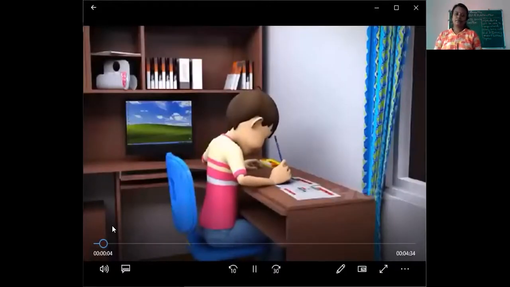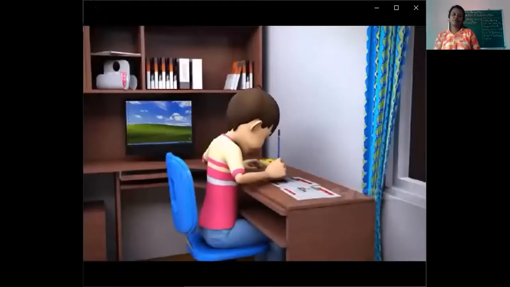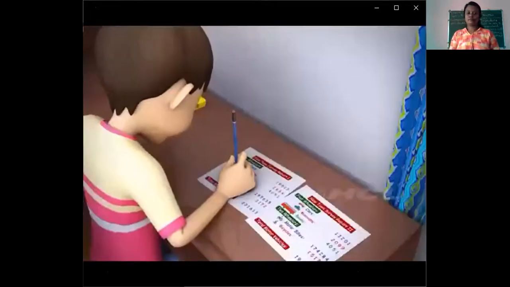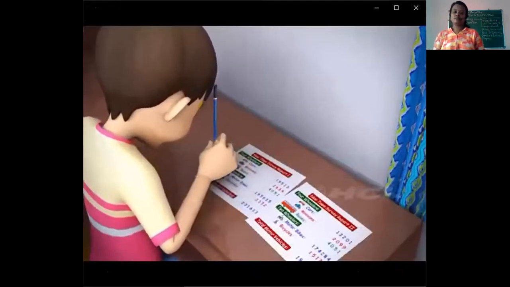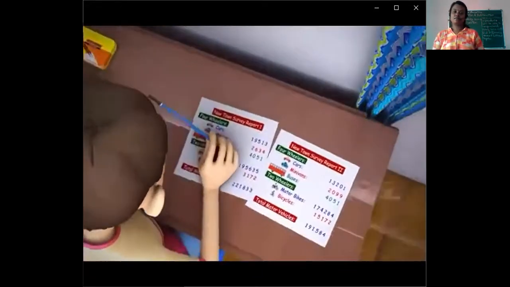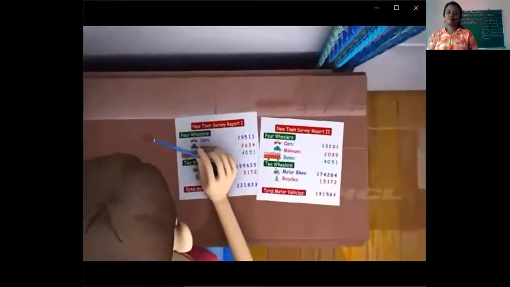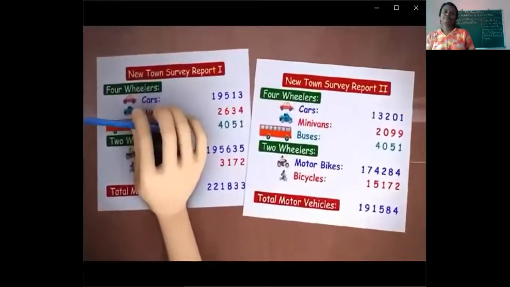Now, let's see what Sam is busy with. Sam is busy comparing the reports of surveys conducted on the average number of vehicles that run every day in Newtown. Let's help Sam with this. Show us the report, Sam.